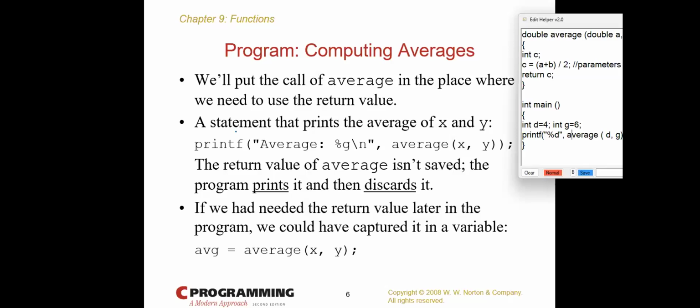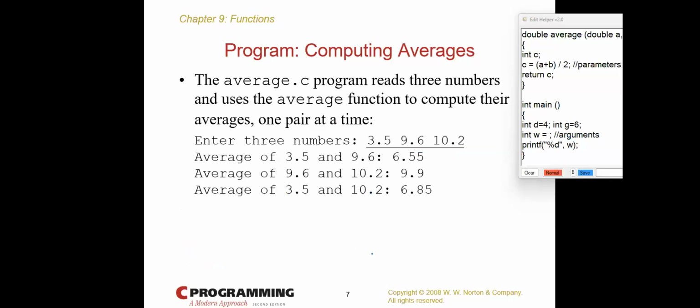So here is a statement that prints the average. We already did the same thing, so you can understand easily. The return value of average is not saved here. It is not saved into W like we did before. The program just prints it and throws it away because we are not saving it. If we had needed the return value later in the program, we could have saved it somewhere like we did before, save it in W, and then we can use W for printing, but W still helps us to save our value.